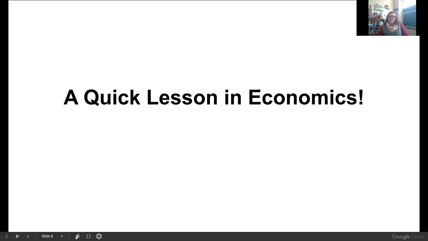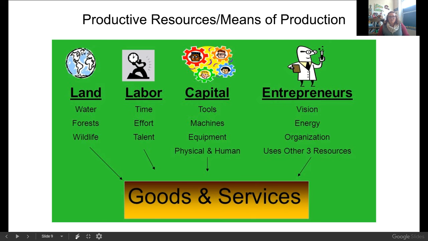So, before we get too far, let's do a quick lesson in economics. So, you have productive resources and means of production. So, you have this thing at the bottom, which are goods and services, and you need some things in order to produce those goods and services. So, first and foremost, you need land. And that land has water, and you have forests and wildlife. Well, you need labor to take those resources and make it into something that is producible. So that labor needs time, you need effort, you also need talent.